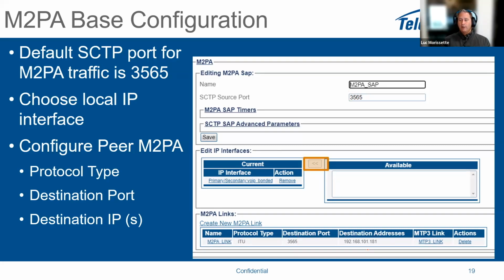So that's the configuration for M2PA. Here you can specify multiple destination addresses. That's what the diagram I showed. So you can have multiple destination addresses for the same M2PA link. Or you can have multiple M2PA links here. So you can add more M2PA links with different destinations, and these will have different capabilities or reach different networks.